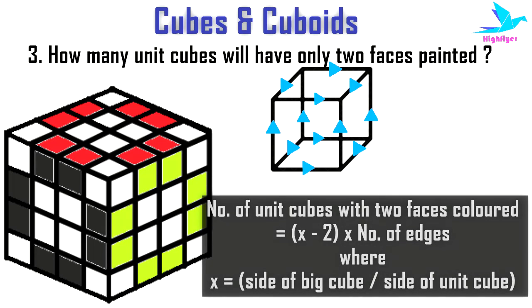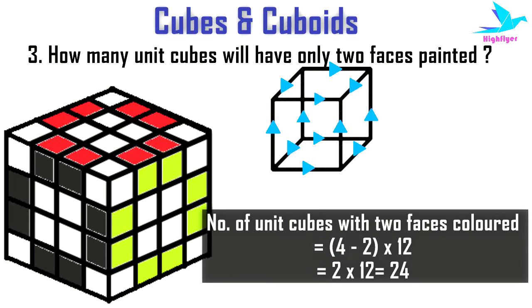Or if we want to put it into a formula, then if there is a cube of side x units, the number of unit cubes with 2 faces colored will be x minus 2 times the number of edges, and the number of edges remains constant, equal to 12. So it is x minus 2 times 12. In this case x equals 4. So the number of unit cubes with 2 faces colored equals x minus 2, or 4 minus 2, times 12.